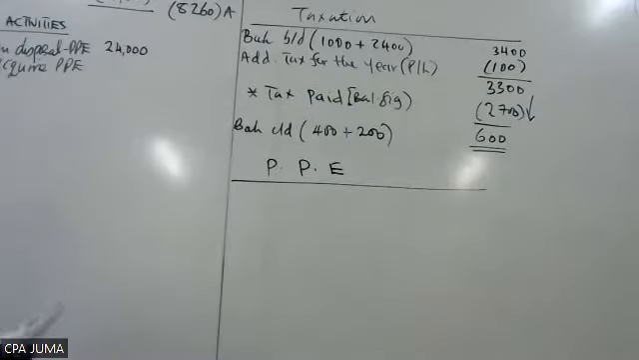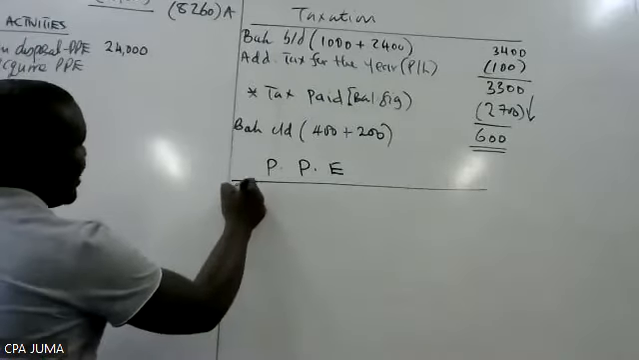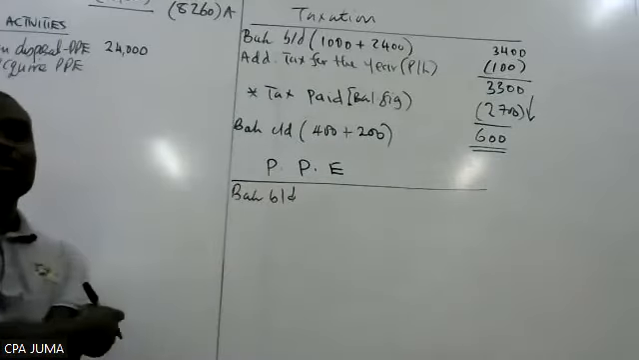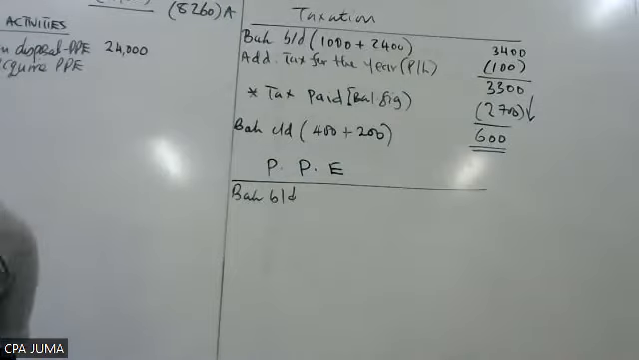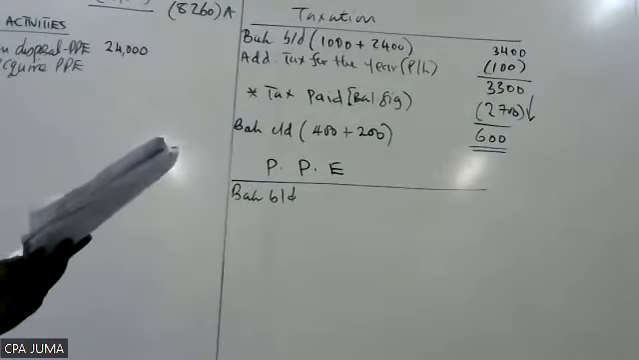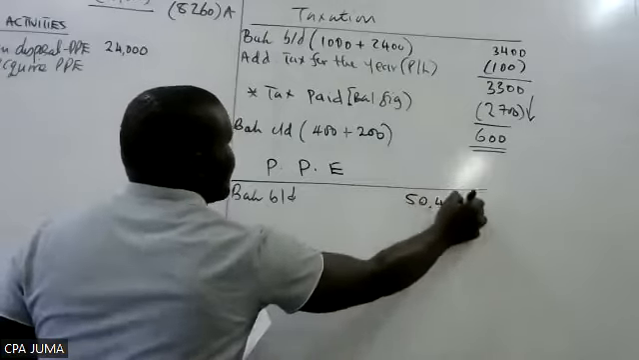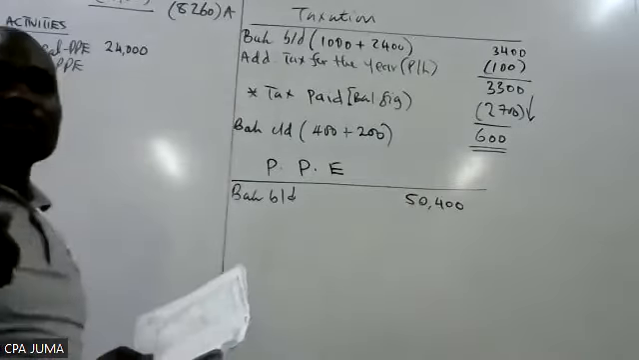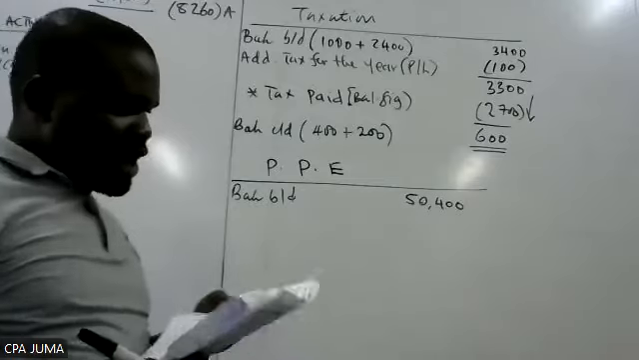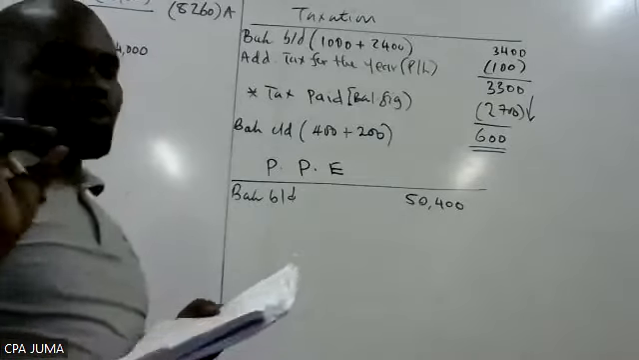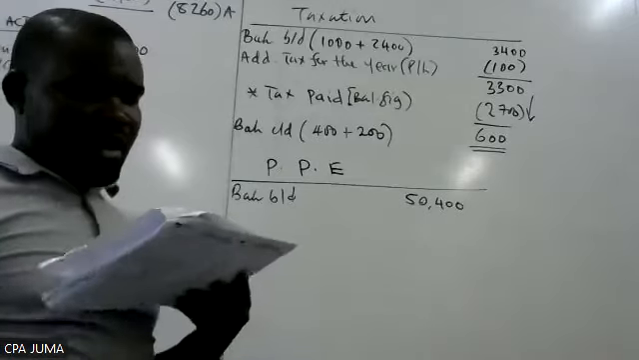So balance brought down. How much was the PPE at the start? You can work with the cost. The cost of PPE was 5,400 when we started. So what we want to do, we want to check how these people went all the way to 42. So you go to the notes, you pick one by one.